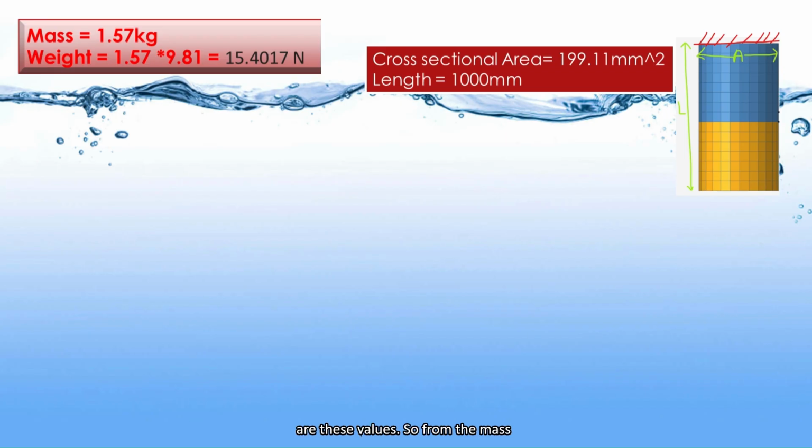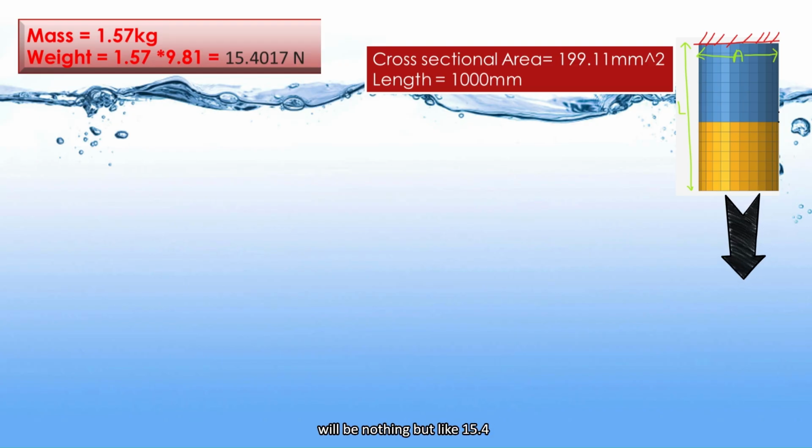So from the mass we can calculate the weight, which comes out to be 15.4 something newtons. And if we assume, instead of the self-weight problem, that we fix the bar at one end and apply a load of the same 15.4 N on the other end, and gravity is not there, it means the bar will feel weightless. So what will be the stress?